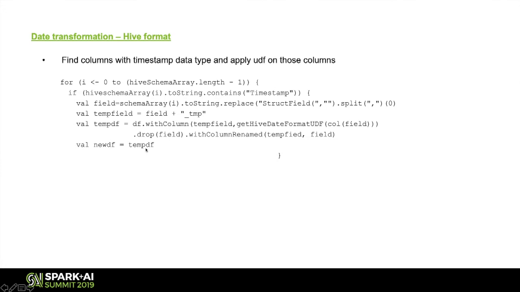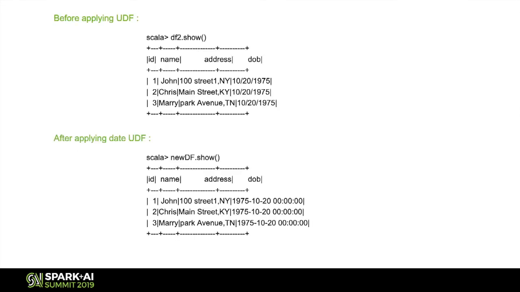So first you're creating a temp column, then dropping the original column and renaming the temp back to the original one. So the date part is taken care of. Before applying the UDF, your data looks like this, 10/20/1975. After applying the UDF, your data looks like this in the Hive format. So far, so good.